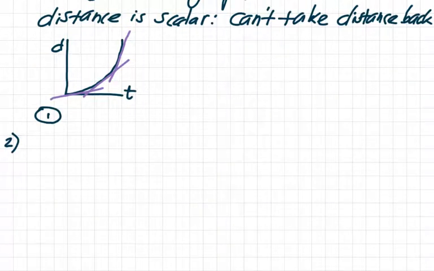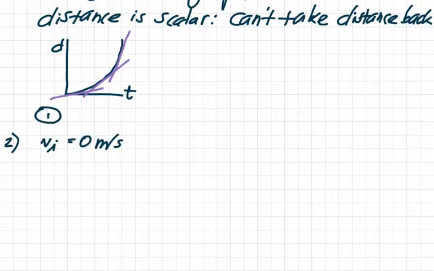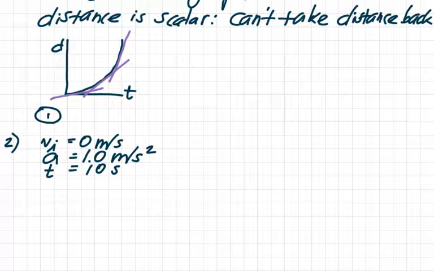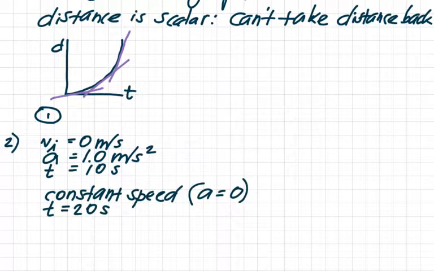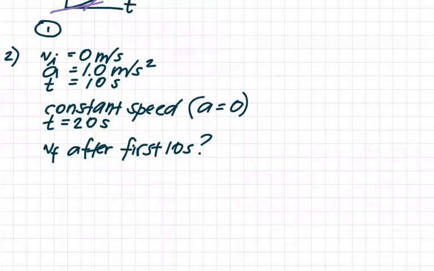Okay, 2 through 4. 2 has nothing to do with motion graphing, but 3 does. So let's start off with 2 by writing the givens down. Starts from rest, accelerates at 1 meter per second squared for 10 seconds. Then, after accelerating for 10 seconds, it says it goes at constant speed, which means the acceleration is 0 for 20 seconds. And 2 asks for the speed after the first 10 seconds.